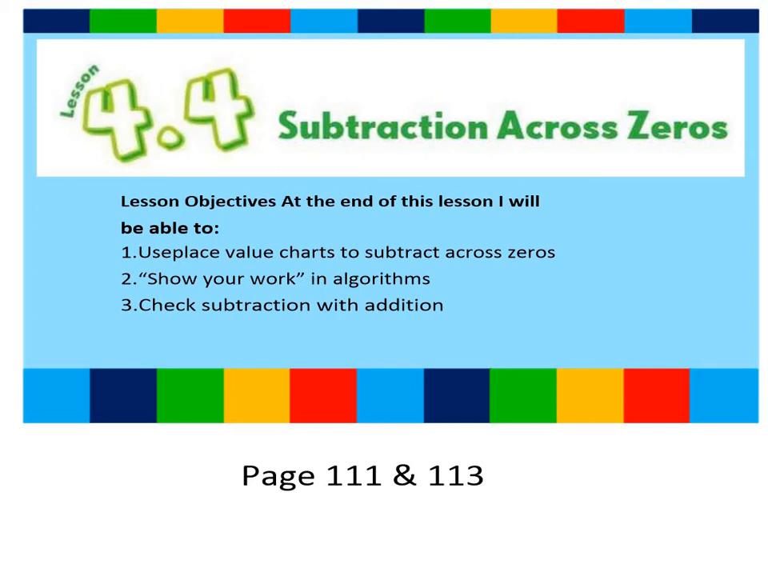Hi, third graders. This is Chapter 4, Lesson 4, Subtraction Across Zeros. At the end of this lesson, you will be able to use place value charts to subtract across zeros. You will show your work in algorithms, and you will check subtraction using addition. We'll be using textbook pages 111 and 113.